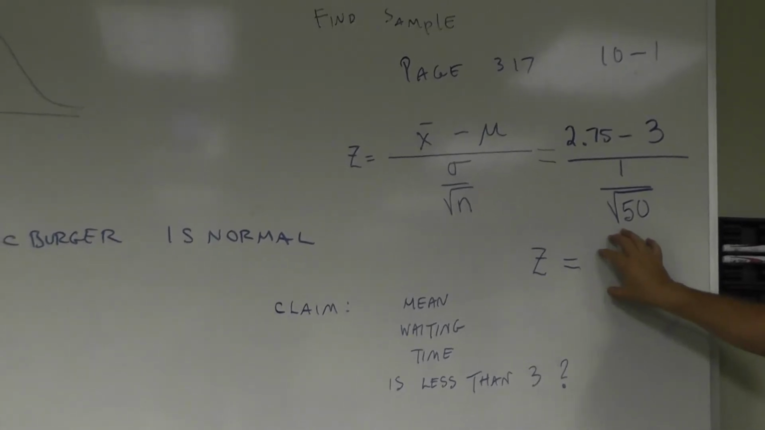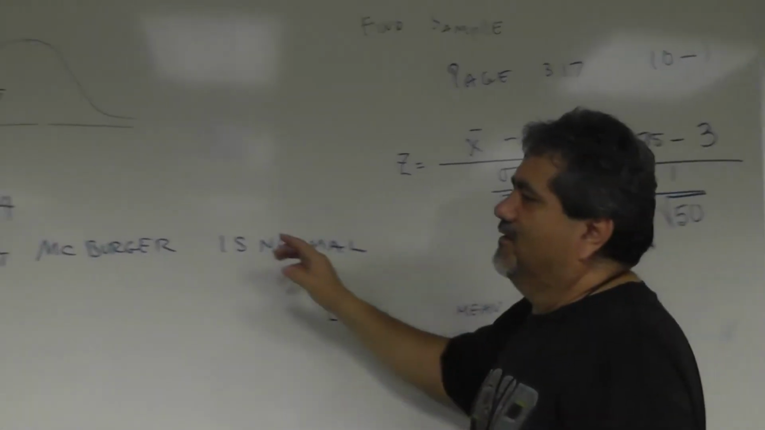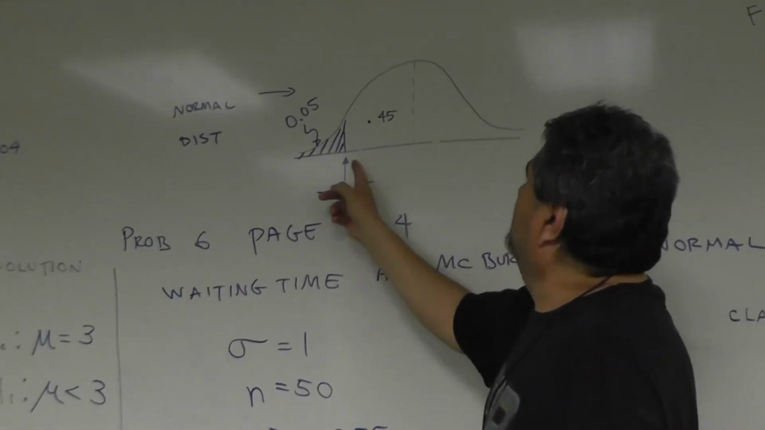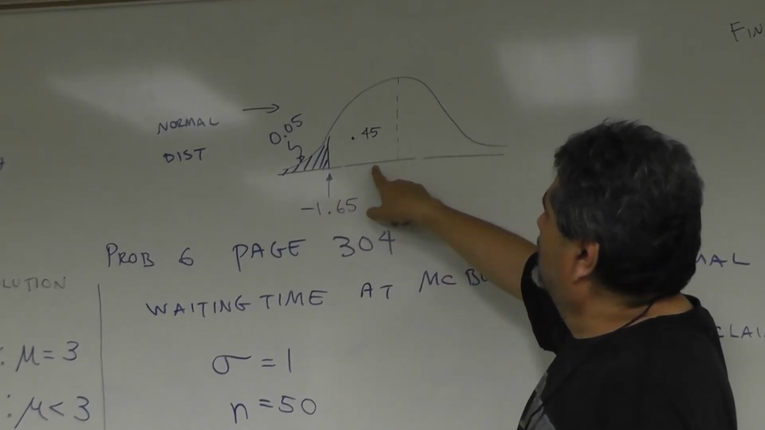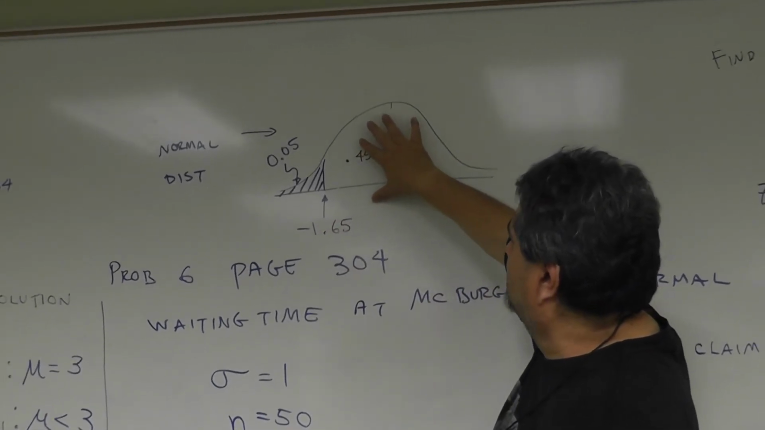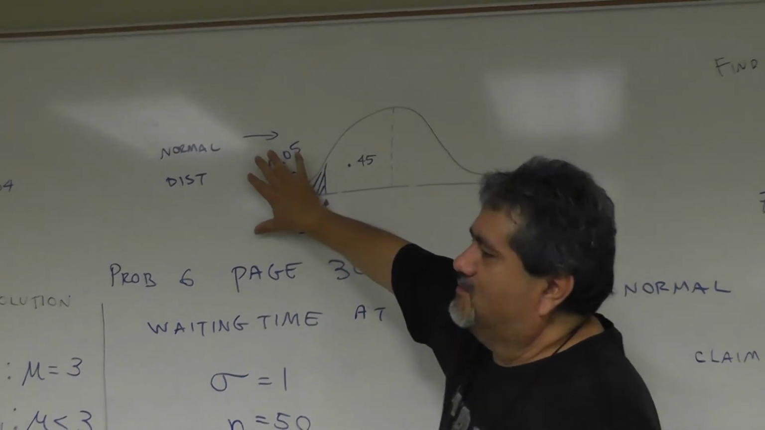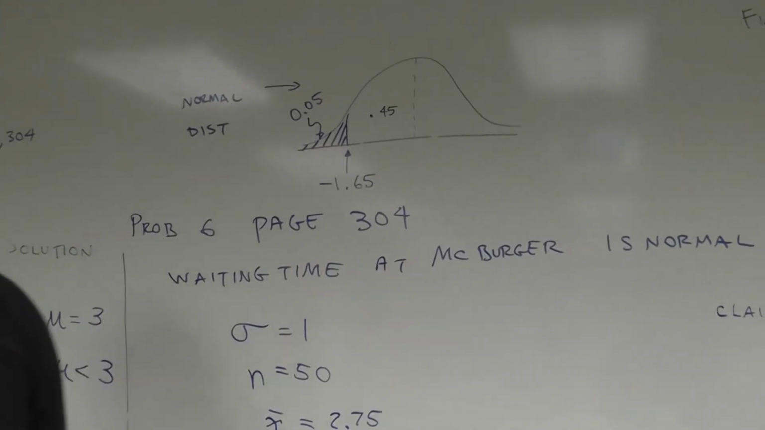So this value right here is going to be either somewhere here, which means we accept the null hypothesis, or here, which means you accept the alternative hypothesis.